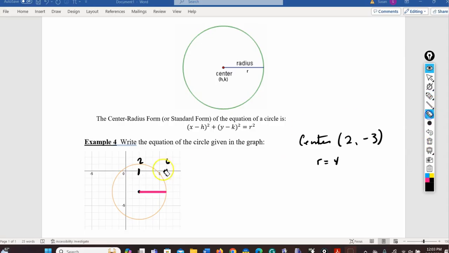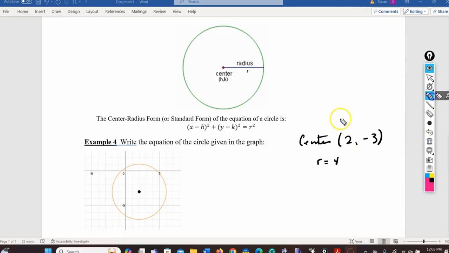Now, I didn't have to measure that horizontal distance. I could have measured a vertical distance, but I should be getting the same thing. So now this is -3, and this corresponds to -7. And so this distance between -7 and -3 is going to be 4. Okay, so either way you look at it. So now I have my center and I have my radius.